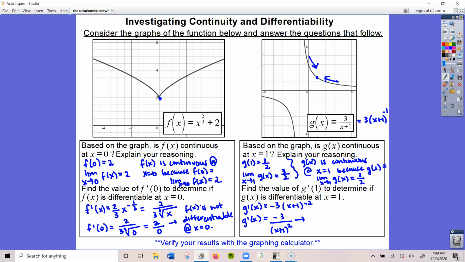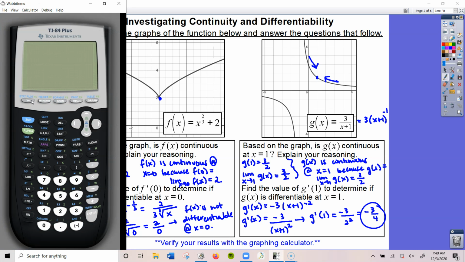And now I'm ready to plug in 1. So g prime of 1 is going to equal negative 3 over 1 plus 1, so 2 squared, which is equal to negative 3 over 4. So here I do get that my function is differentiable at x is equal to 1 because I actually got a numeric answer. Now we can also verify these results with the graphing calculator. Let's have a look at that first function. So I'm going to graph this x raised to the 2/3 plus 2.